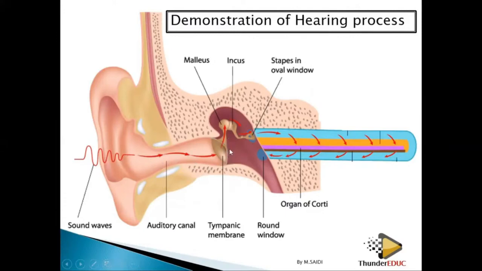Then the tympanic membrane causes the three bones, the ossicles, the malleus, incus, and stapes, to vibrate. The vibration is amplified, and the last bone, the stapes, causes the oval window to vibrate. The vibration is transmitted into the fluid of the inner ear. So the oval window causes the fluid in the cochlea, that is the perilymph, to vibrate.